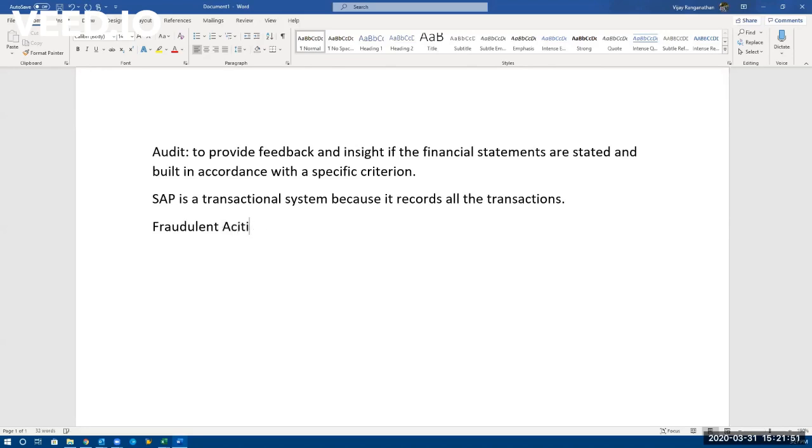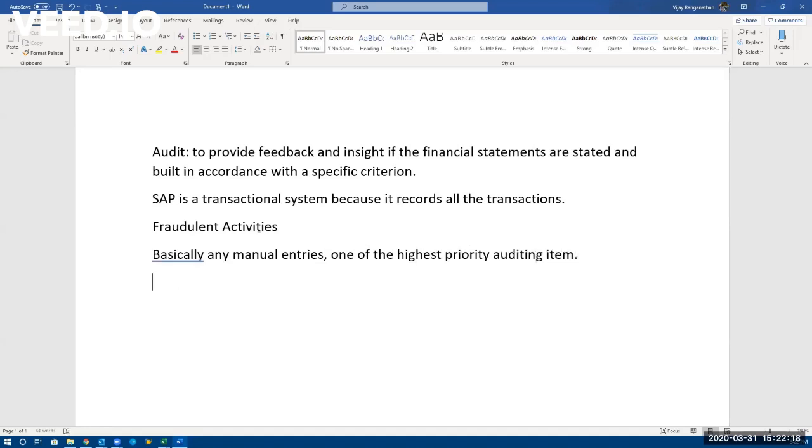Correct? Right. Yes. So basically, any manual entries, this is one of the highest priority auditing items. Make sense? There are several things.